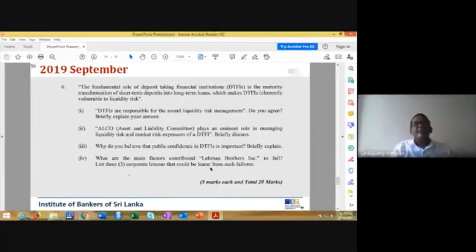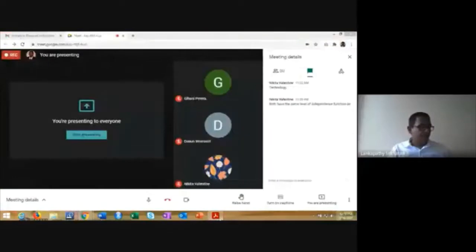Having that statement, the first question asks: deposit taking financial institutions are responsible for sound liquidity management. Do you agree? And explain the answer. Will you agree or not first? Whether you agree with this or not.